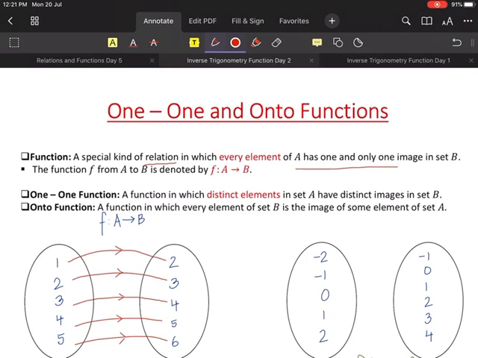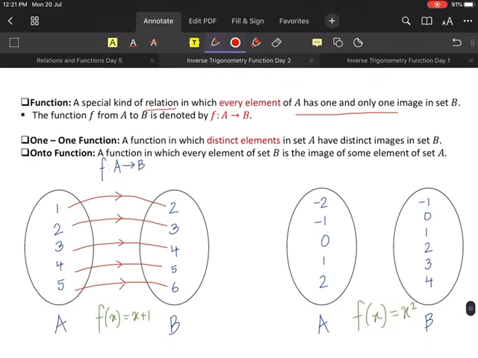Suppose a function is defined from A to B, it is denoted by f: A arrow B. This is how we write a function. Now I will explain what you mean by one and only one image. Look at this function carefully. I am writing f is a function from A to B. There is a set A, there is a set B. Set A has these elements 1, 2, 3, 4, 5. And set B has these elements 2, 3, 4, 5, 6.